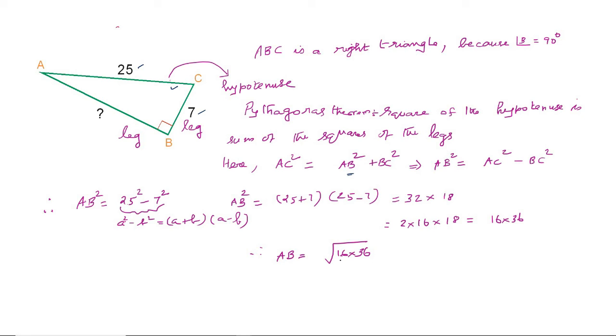So square root of 16 is 4, square root of 36 is 6. Therefore, the square root of this term will be 24. 6 into 4, 24. 6 into 4 or 4 into 6, anything is okay. So 24 is the answer, which is the length of AB.